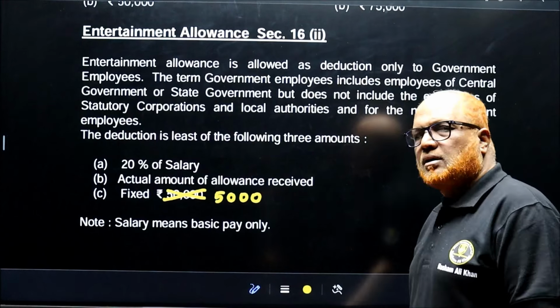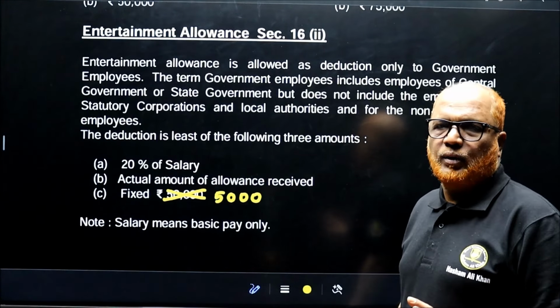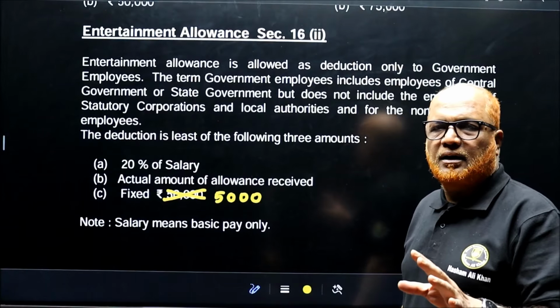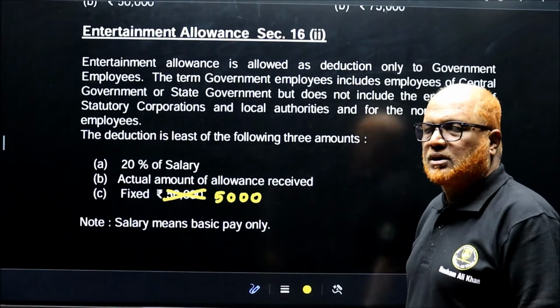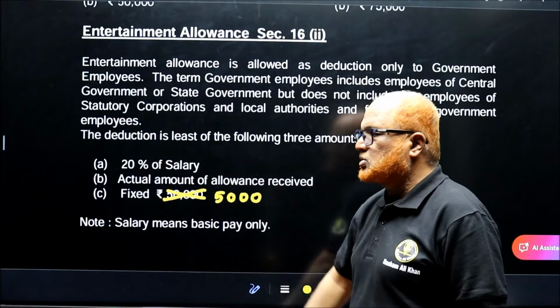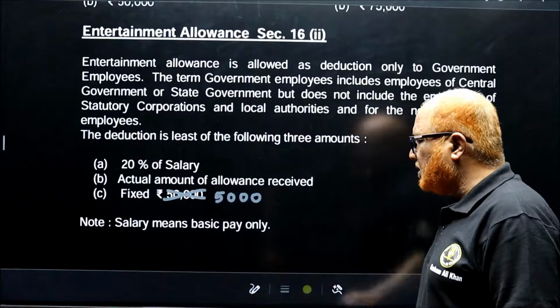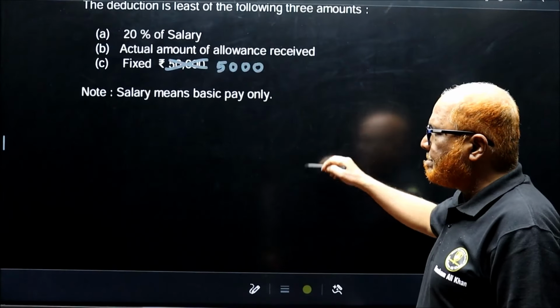And salary means here only basic pay we have to take. We should not take DA, we should not take any other item. Only and only basic we should take for calculating this 20% of salary. Right? That is all about entertainment allowance.